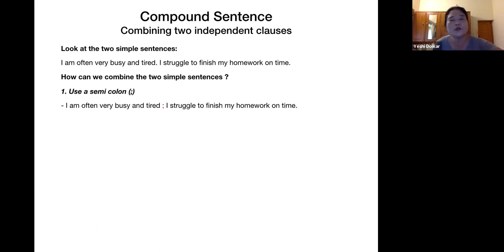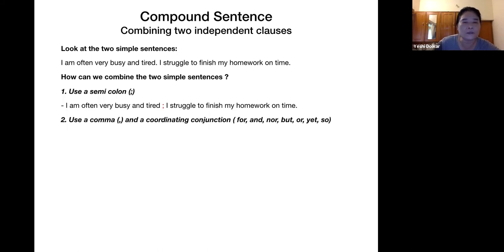Okay, so the clause before it is independent, and the clause that comes after it is independent. That's one way of combining. That's one way of getting a compound sentence. All right. Okay, now let's look at the second one.